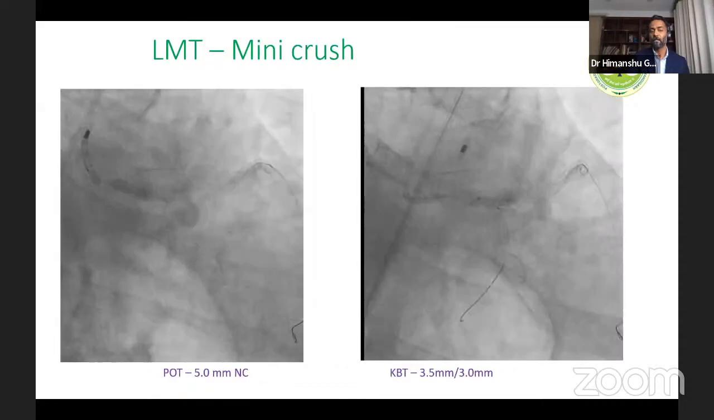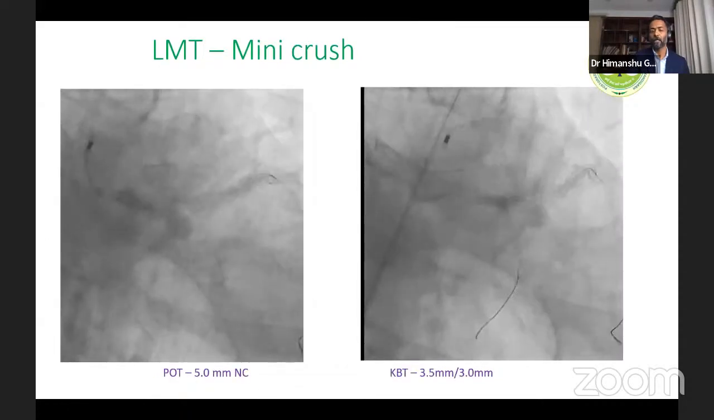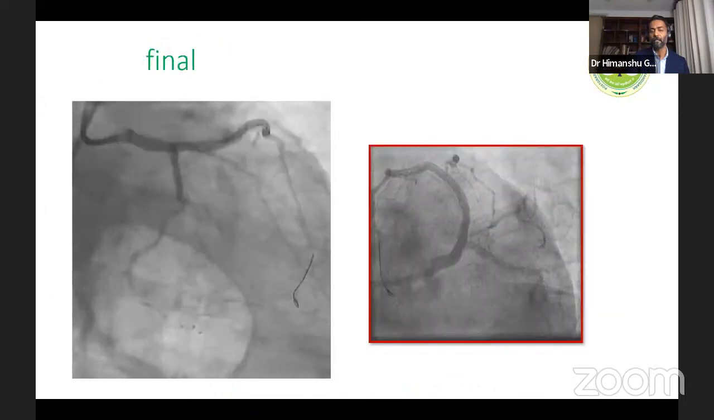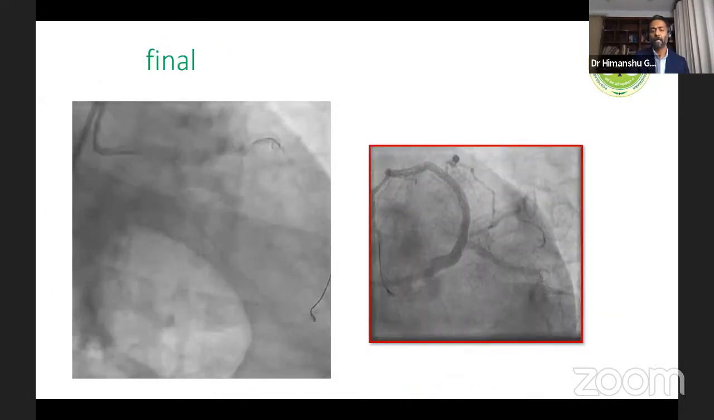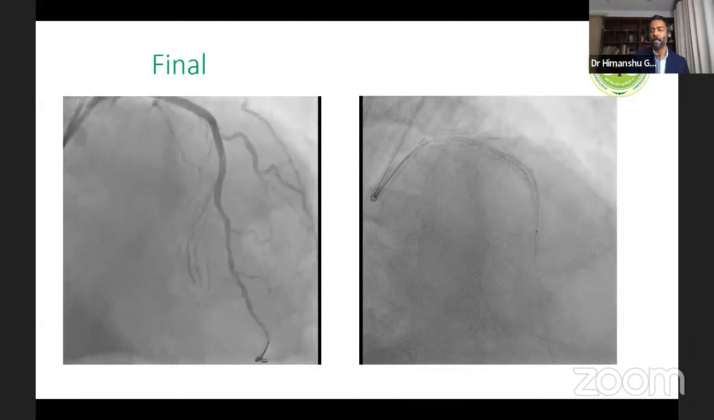So the left main to LED was stented, circumflex was stented, a POT was done, followed by a kissing balloon inflation. And we got an acceptable result at the left main bifurcation and in the LED.